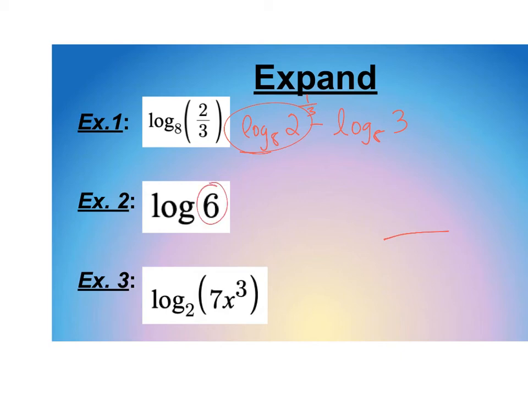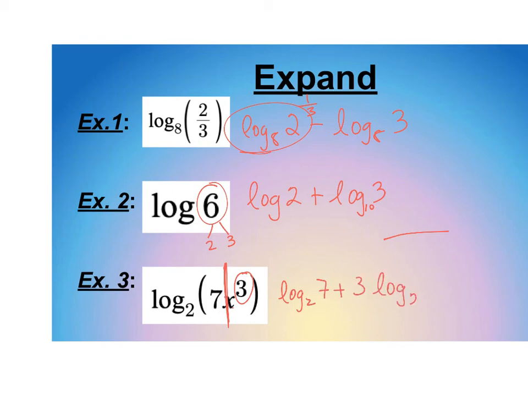In the 6, you might think, what can I do with the 6? But you do want to make them both prime, so you're going to break that up. That's multiplication, so it becomes log 2 plus log 3. Notice there is no base written, so it is an assumed 10. And for number 3, you have to separate the number from the variable, and you have to move the 3 to be out in front, only for the x, not for the 7. So this becomes log base 2 of 7 plus 3 log base 2 of x.